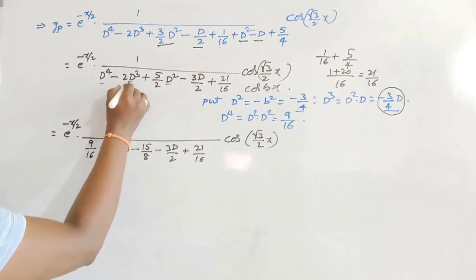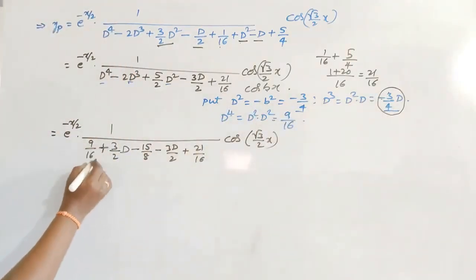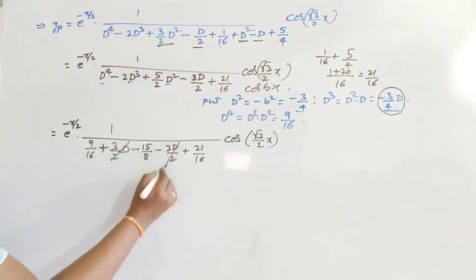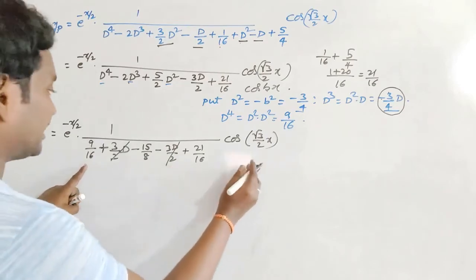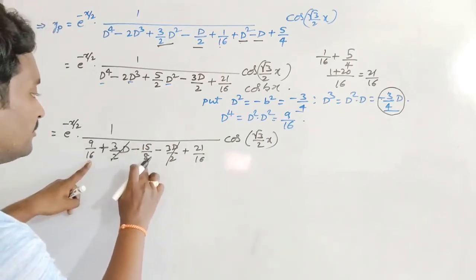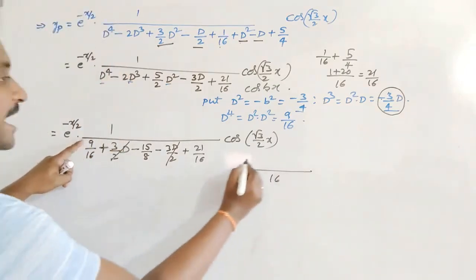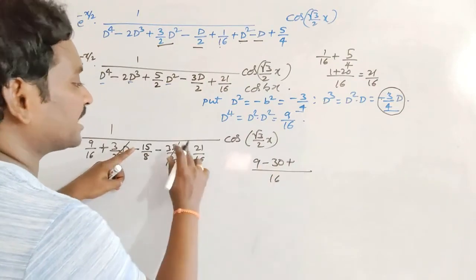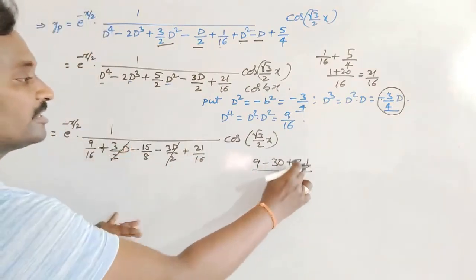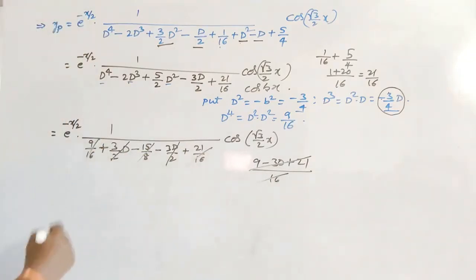Actually D cube is minus, so you will get this is positive, this is positive. Okay, minus 3D by 2 plus 3D by 2 getting cancelled. What about the remaining terms? 9 by 16 minus 15 by 8, 21 by 16. 16 is the LCM, so it would be 30 minus... 21 plus 9, 30 minus 30, so all constants are also getting cancelled.